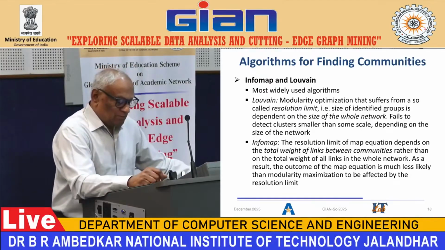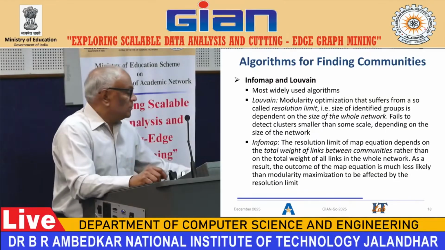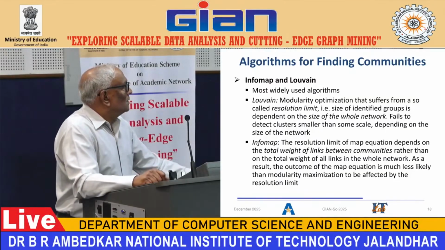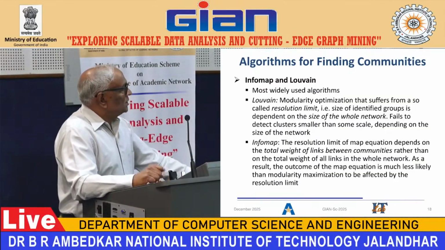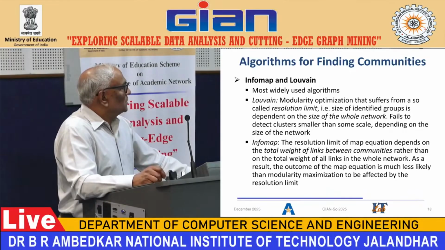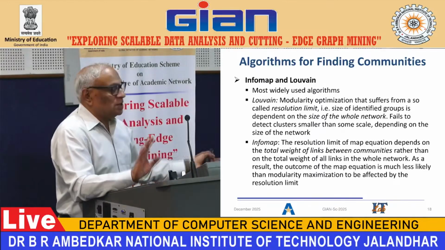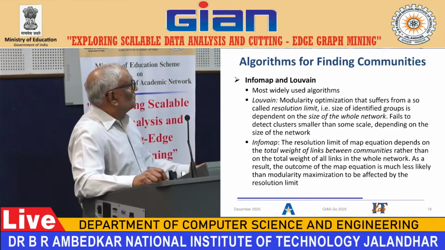So when we see that, Infomap typically gives a smaller number of communities, Louvain gives a larger number of communities. The resolution of the map equation depends on the module links rather than on the total weight. As a result, the outcome of the map equation is more likely than modularity maximization to be affected. So there are differences between these two.